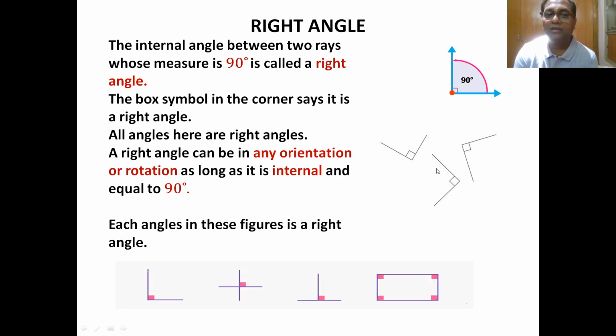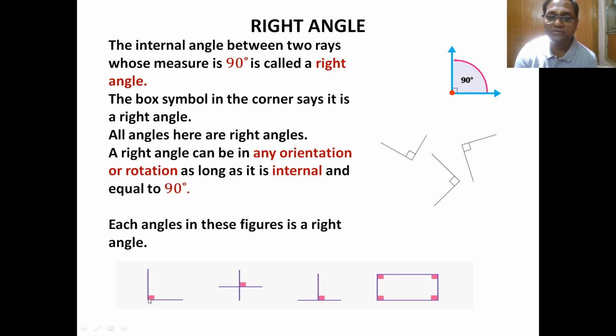The right angle can be in any orientation. It needn't always be kept like this. See, I have kept this right angle opening towards the top, this angle opening towards left, this angle opening towards bottom. So you can keep this angle oriented in any way. The only thing you have to keep in mind is the measure should be equal to 90 degrees, then it becomes a right angle. Now here in these figures we can see each angle is a right angle.